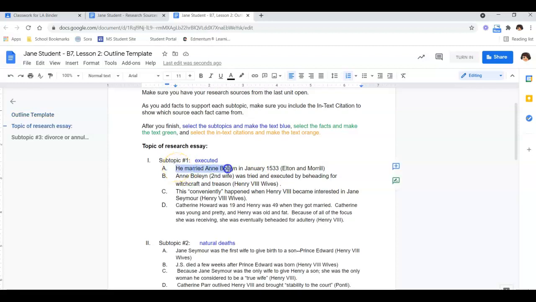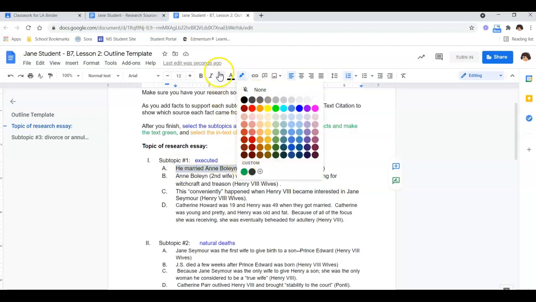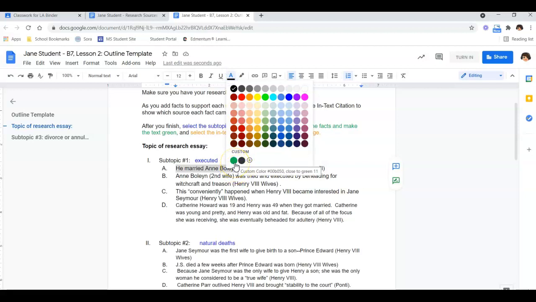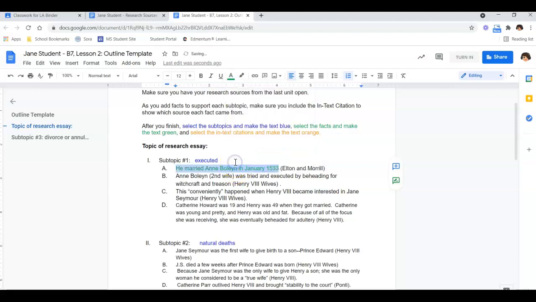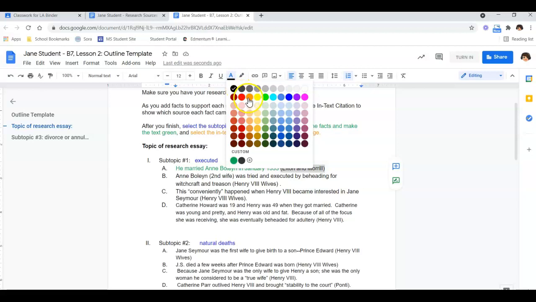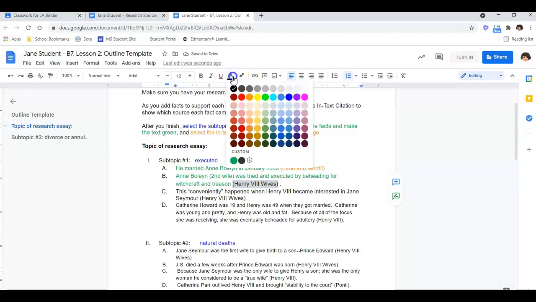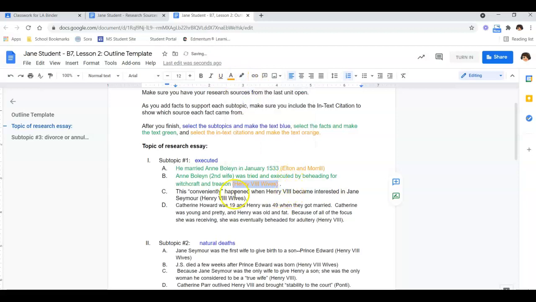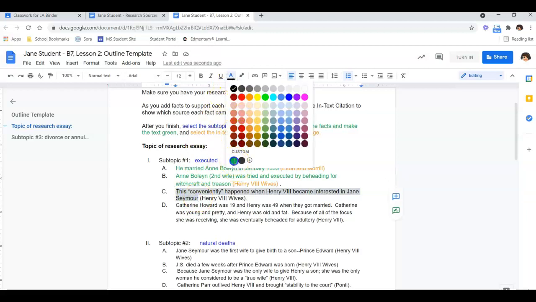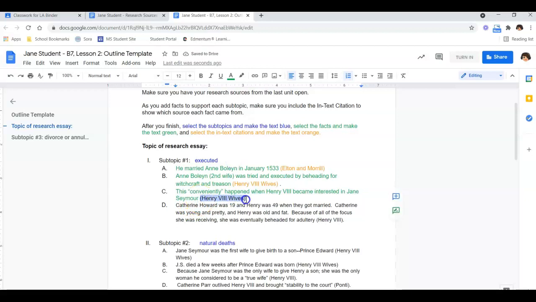So what we're going to do is we're going to select the fact, and we're going to turn it green. So the actual text color, just turn it green. And then the in-text citation, turn the text orange. And that's just going to help you kind of keep track. It'll just be one last chance for you to make sure that you have every fact with an in-text citation. And when you write your first draft of your paper, you're actually going to leave this color-coded. It will help you to organize your information. So it'll just take you a couple of minutes.